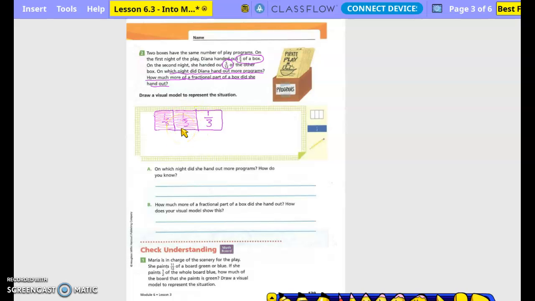Okay, then on our next box, the second box, she handed out how much? 5/12, right? So we need to break it into how many parts? 12, right? Okay, and then these are 1/12 size pieces, right? And how many of those do we need to color in? 5. Okay, so basically our common denominator in this case is going to be what?